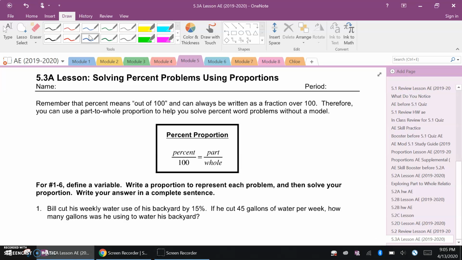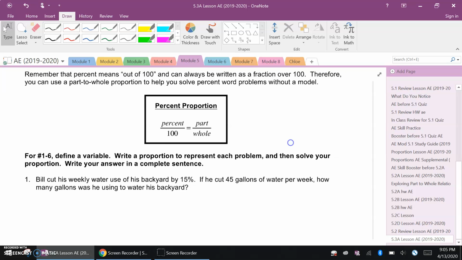We're going to start with 5.3a, which is a nice review from 5.2. And really, most of the next few weeks are going to be review from what we were doing right before spring break. So they remind you about a percent proportion. In our class, typically, we've been putting the part to whole on the left and then the percent over 100 on the right. But honestly, it doesn't really matter. You can do it either way.